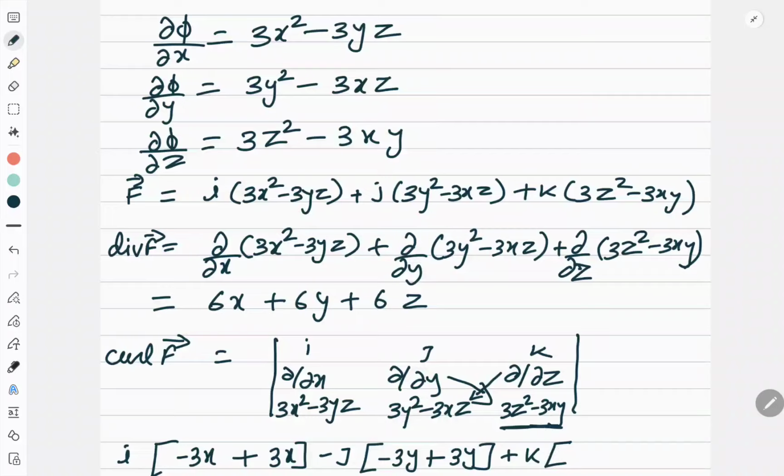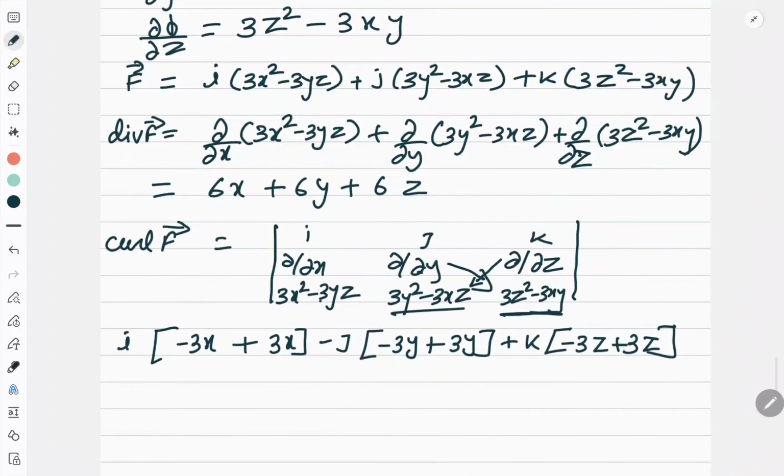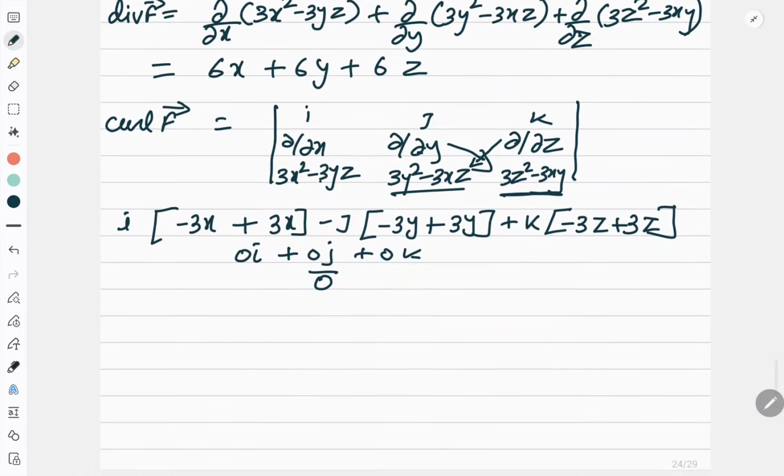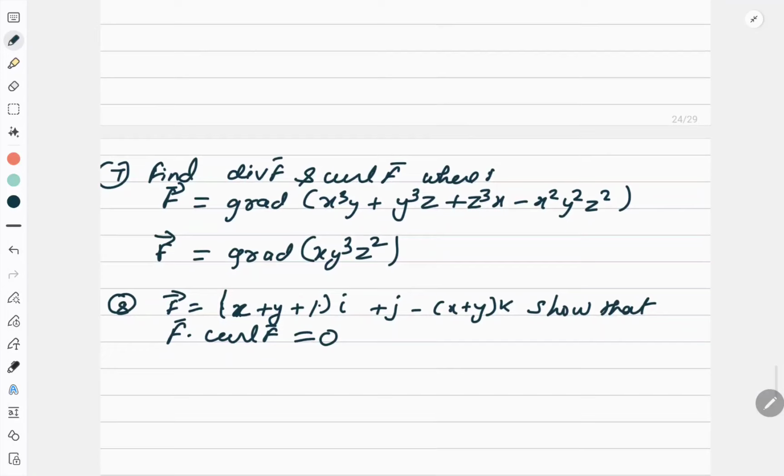Plus k times: dou by dou x of this is minus 3z, dou by dou y of this is minus 3z. So basically 0i plus 0j plus 0k, which is the zero vector. So this function which I have formed is basically irrotational. Understood? So this type of question is very important, where all three important concepts are being used. Right? So based on the same thing, you can try these two questions.